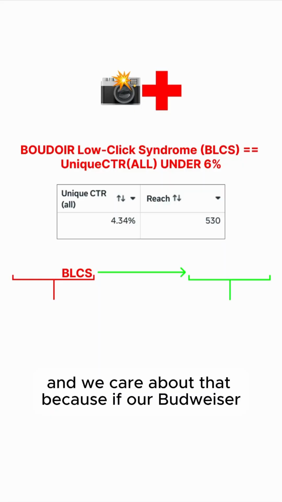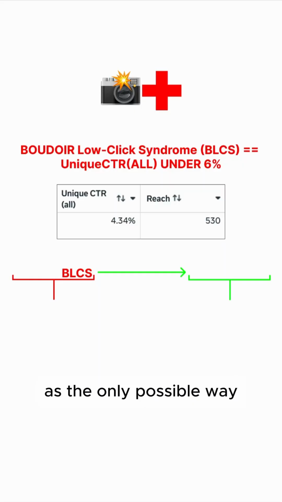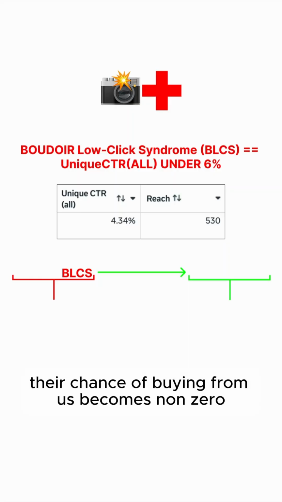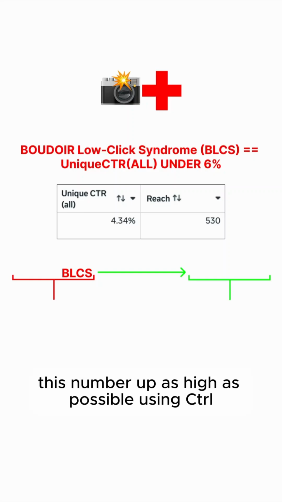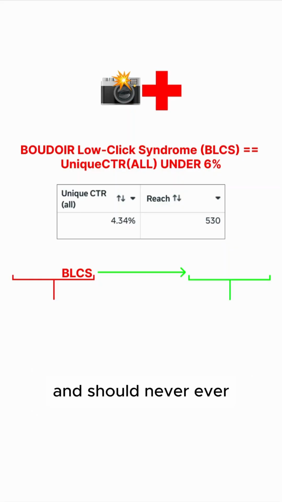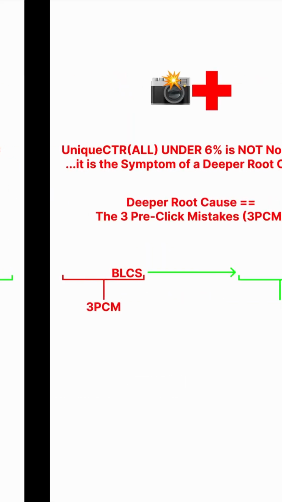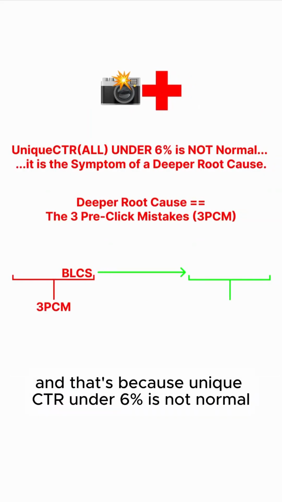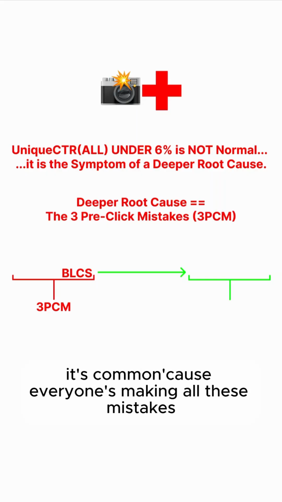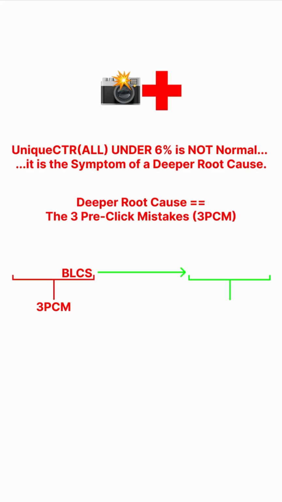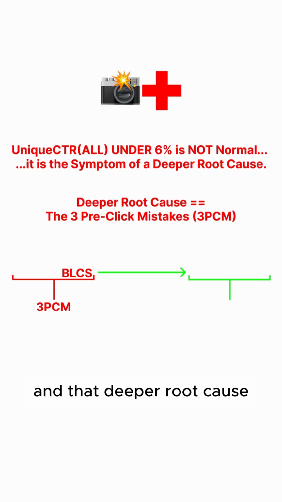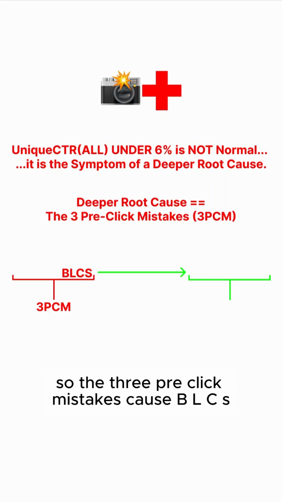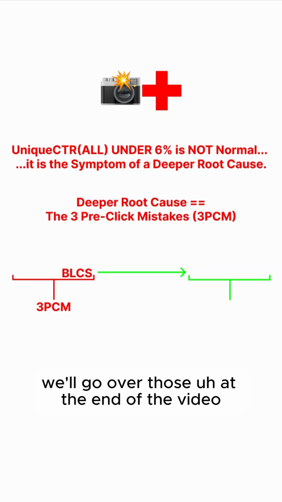And we care about that because if our Boudoir Facebook ad has entered their brain, that is the only possible way their chance of buying from us becomes non-zero. So we've got to get this number, unique CTR, up as high as possible, and it should never, ever be lower than 6%. Unique CTR under 6% is not normal. It's common because everyone's making all these mistakes, but it's not normal. Is this actually the symptom of a deeper root cause? And that deeper root cause is the 3 pre-click mistakes. So the 3 pre-click mistakes cause BLCS. We'll go over those at the end of the video.